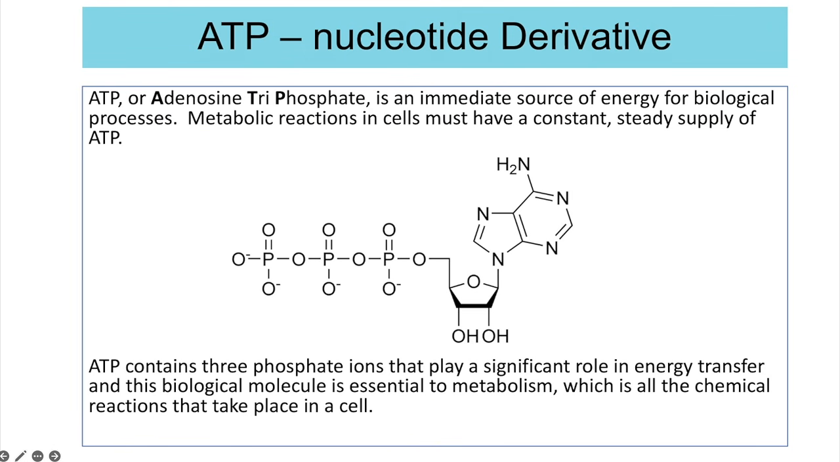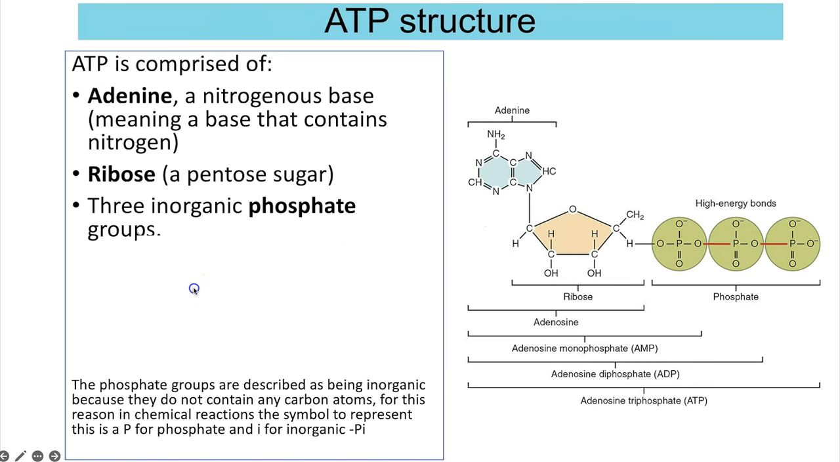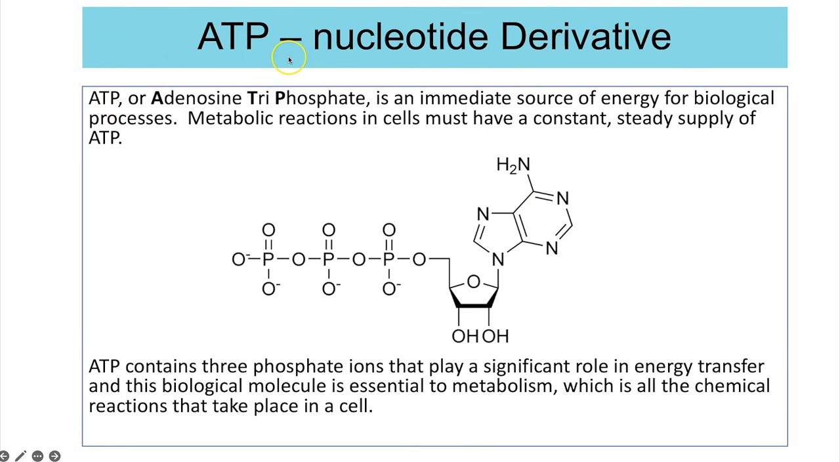So let's take a closer look at the structure of ATP. It's known as a nucleotide derivative because it's got very similar components to a nucleotide. It has a pentose sugar, it has a nitrogenous base. The key difference is instead of one inorganic phosphate group, it has 3 inorganic phosphate groups. You need to know then that it is an immediate energy source for biological processes. Metabolic reactions in cells have to have a constant supply of this ATP, so they have the energy for reactions. And it's the bonds between these 3 inorganic phosphates which, when they are broken, the energy is released, and that's used for chemical reactions within the cells.